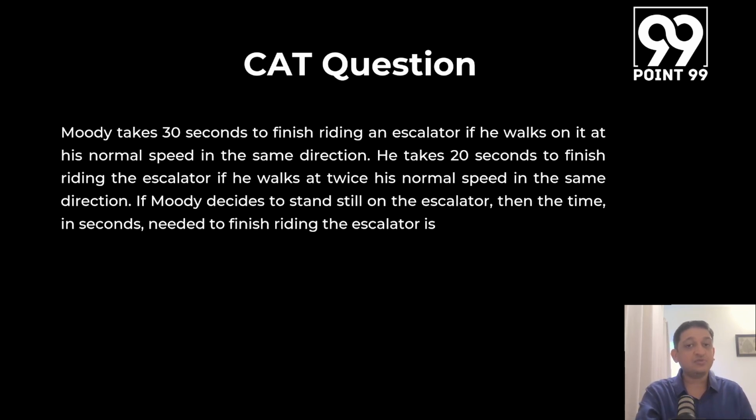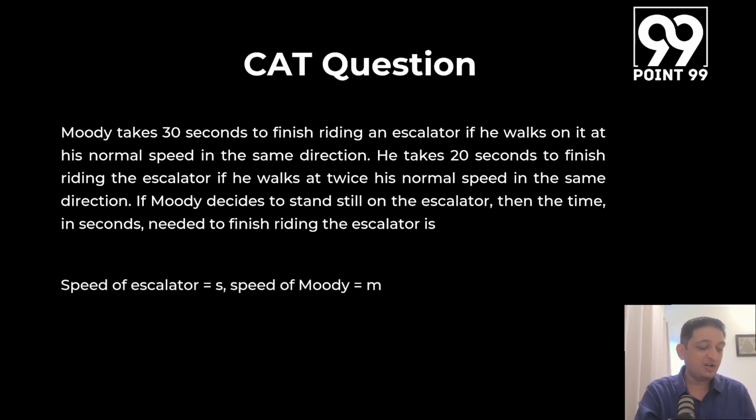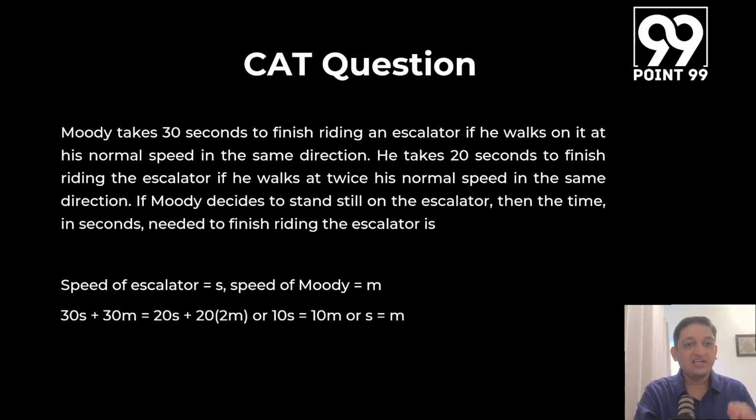If Moody decides to stand still on the escalator and let the escalator do the entire work, then the time in seconds needed to finish riding the escalator is what? Very straightforward question. हम लोग start करते हैं. Speed of escalator, let it be s. Speed of Moody, let it be m. Now what is happening in the first context? 30s plus 30m का मतलब क्या हो गया?